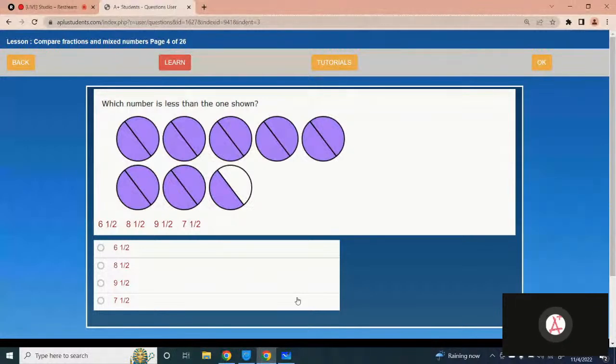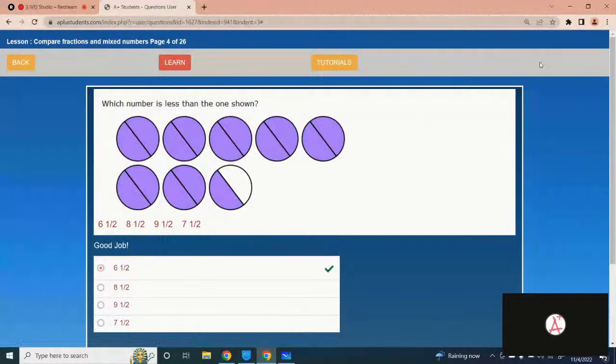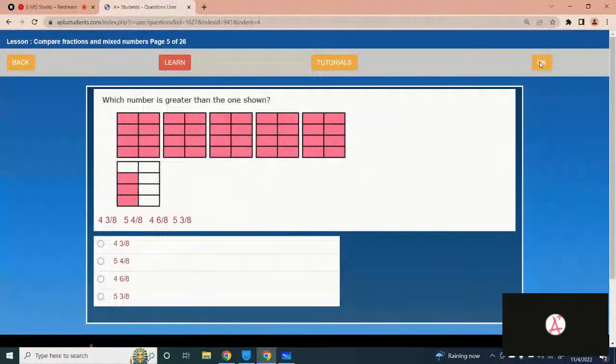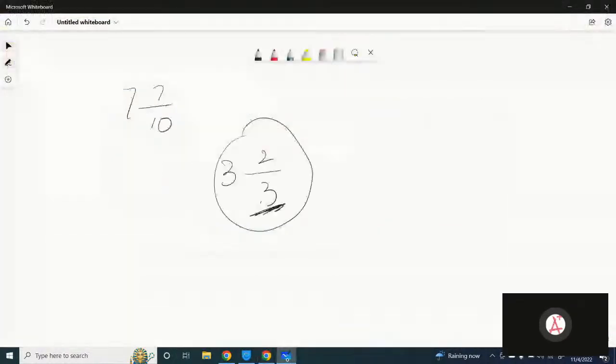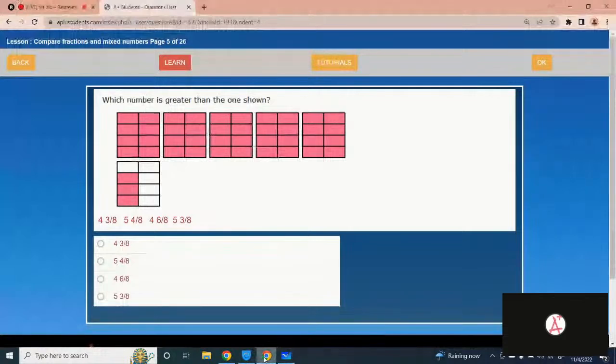Okay, so which number is less than 7 whole 1 over 2? Yes, very good. It would be 6 whole 1 over 2. Okay, which number is greater than the one shown? Okay, the shown is 1, 2, 3, 4, 5, 5 whole 3 over 8. So the number that is shown here is 5 whole 3 over 8. So which one is greater than 5 whole 3 by 8? Which one is greater than 5 whole 3 by 8?